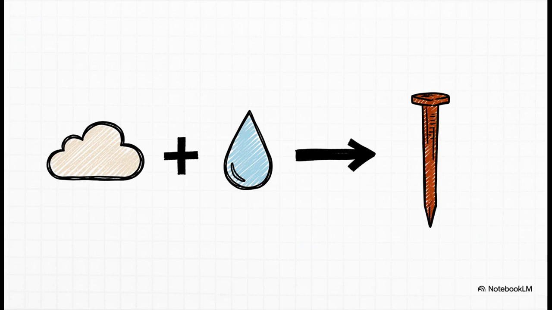The experiment shows us that for iron to rust, both air, specifically the oxygen in the air, and water are necessary. You need both of them together. One alone is not enough.